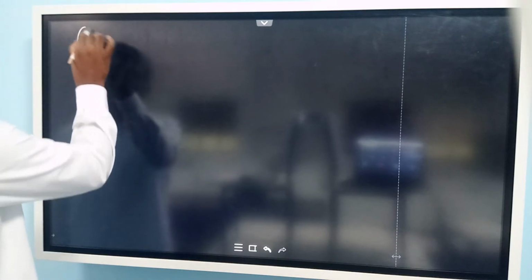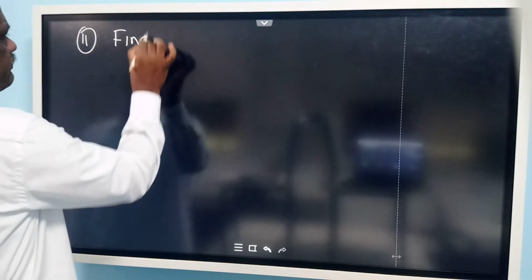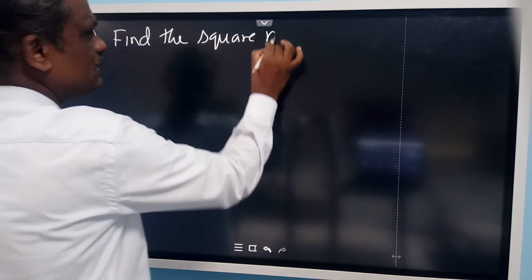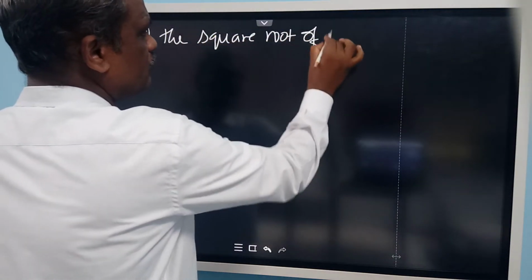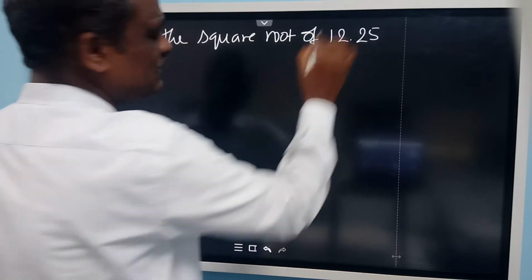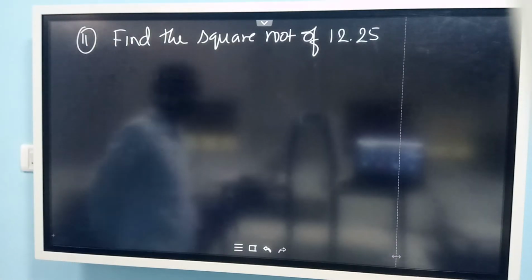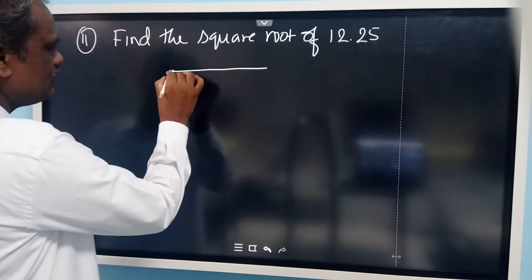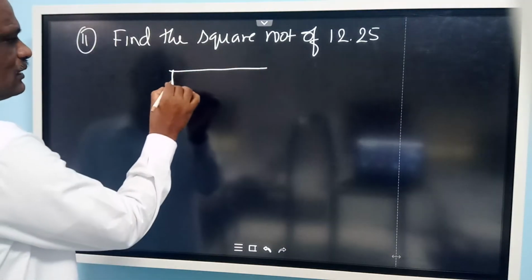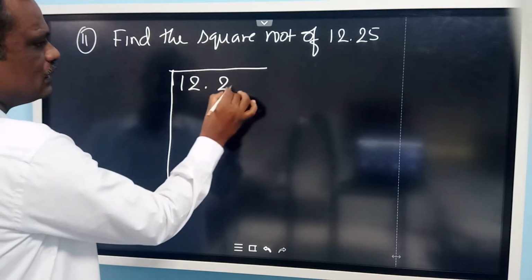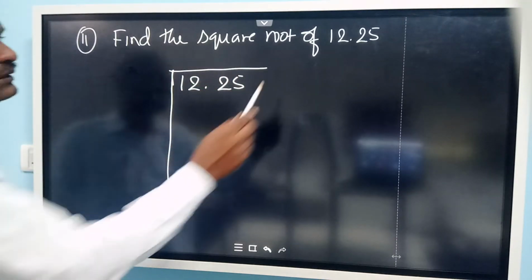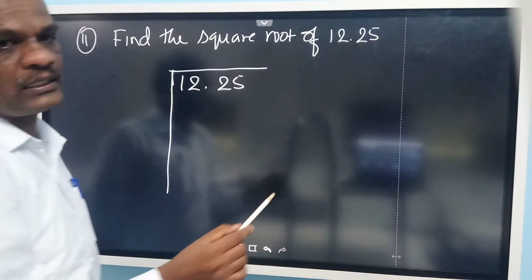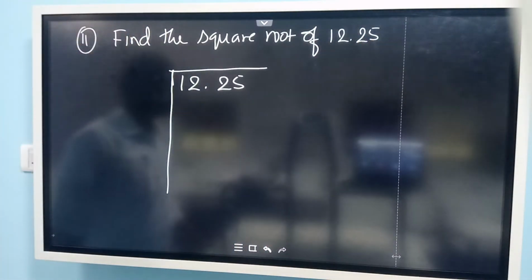Second question, you observe this one. Find the square root of 12.25. So this is a decimal number given. Let us find out the square root now. As the usual method, you write like this, between these lines, 12.25. I told you it has 2 parts, the integral part and the decimal part. 12 is the integral part, 25 is the decimal part.